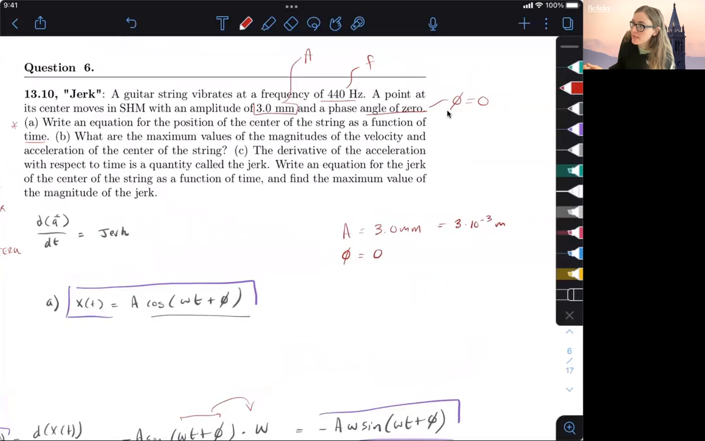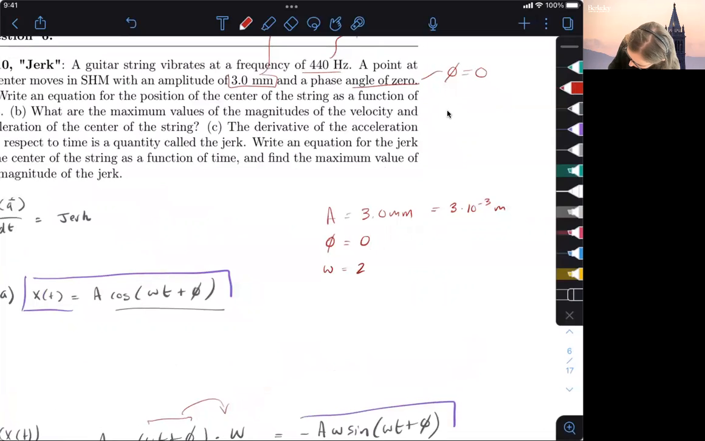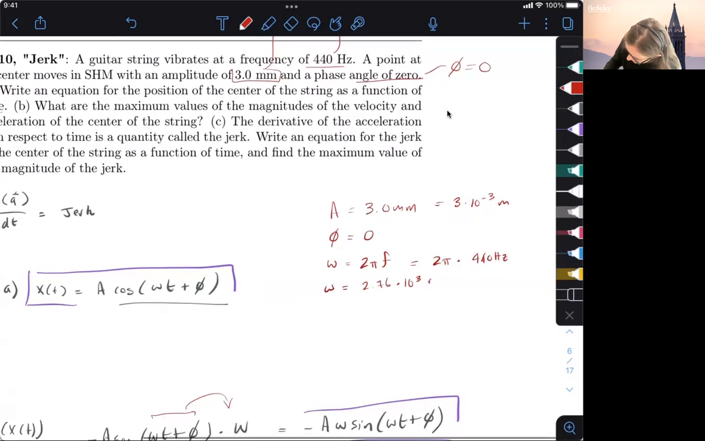Then we're given a frequency, and we know w is equal to 2 pi f. So it's equal to 2 pi times, what was our frequency again? 440 hertz. So w is going to be equal to, if we simplify that, 2.76 times 10 to the third radians per second.